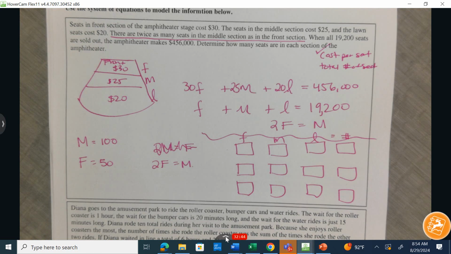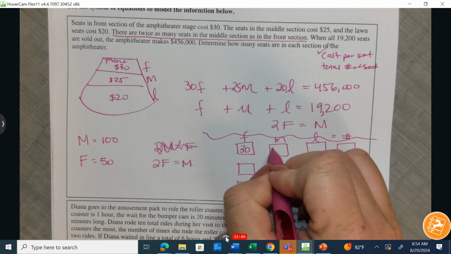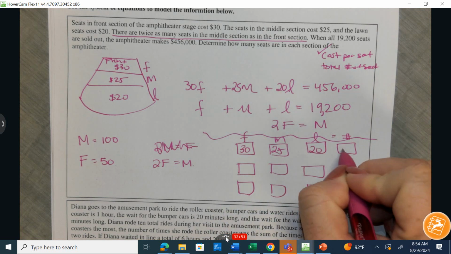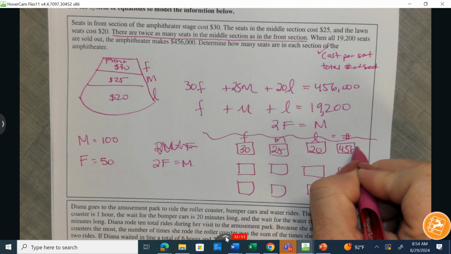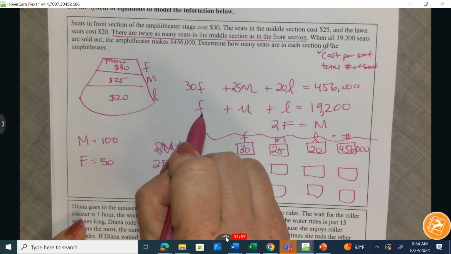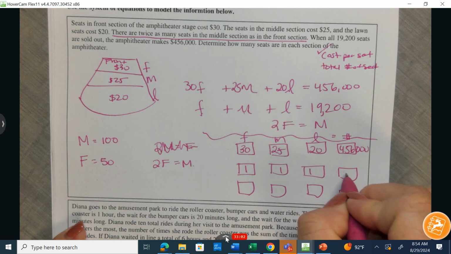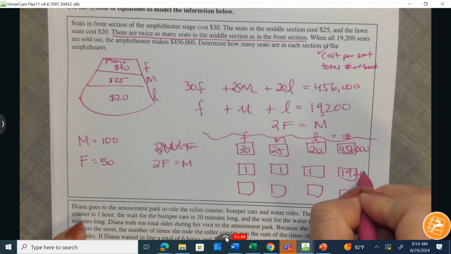And it's really nice because my first equation lined up pretty. So 30 is the coefficient, 25, 20, and 456,000. When we plug this in, we do not put in the comma. Now in front of the F, the M, and the L is a hidden 1. So 1, 1, 1, and 19,200.